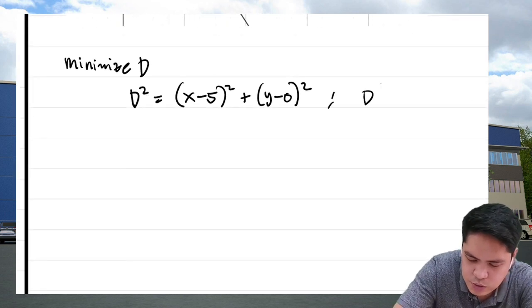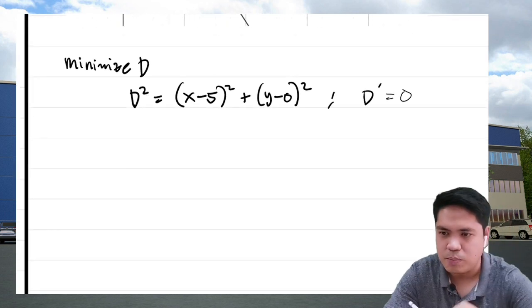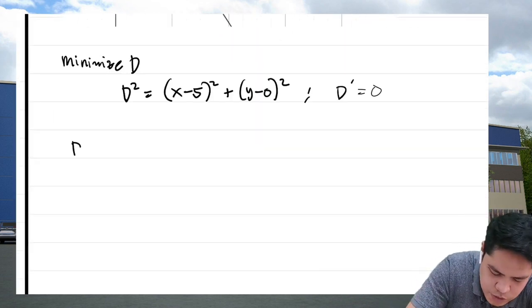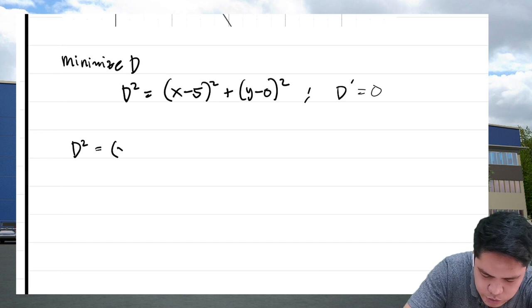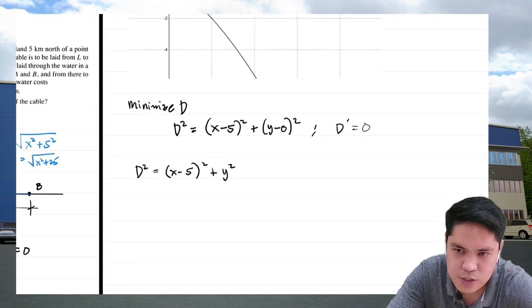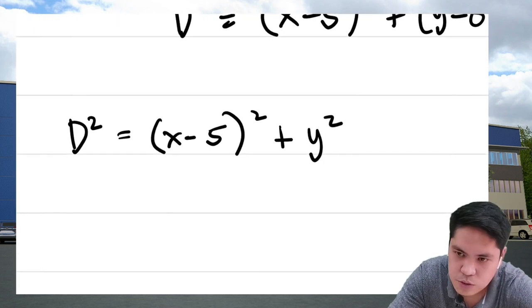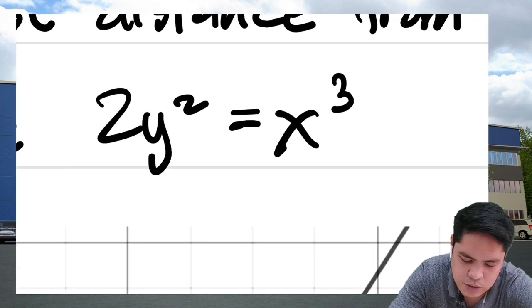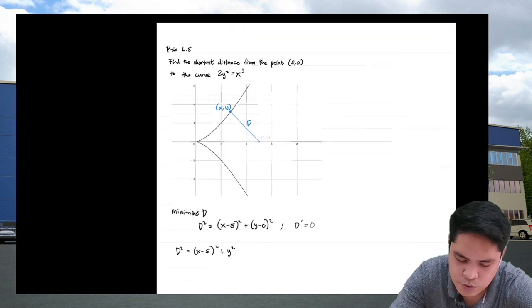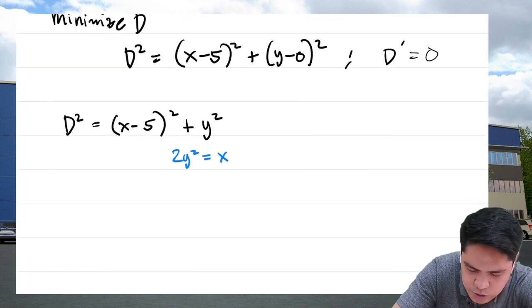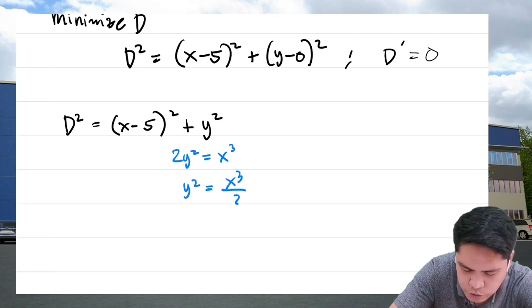Then we just need to get the derivative of the distance and equate that to 0 to get the minimum. Okay, then let's just simplify this. We'll have d squared, that's equal to x minus 5 squared plus y squared, and we still have two variables. But the given is that 2y squared is equal to x cubed. Therefore, if 2y squared is equal to x cubed, that means y squared is equal to x cubed over 2.